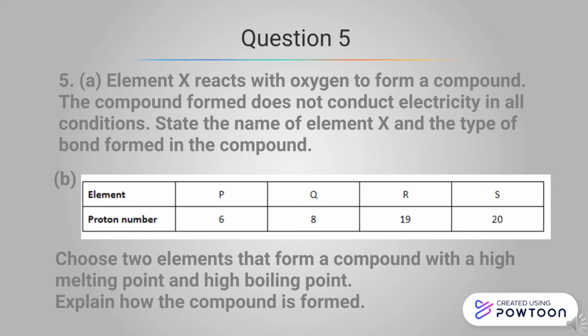Now, we will proceed to question 5. Question 5a requires us to state the name of element X and the type of bond formed based on the information given. Question 5b asks us to choose 2 elements that form a compound with a high melting point and high boiling point, and then explain the formation of the compound.